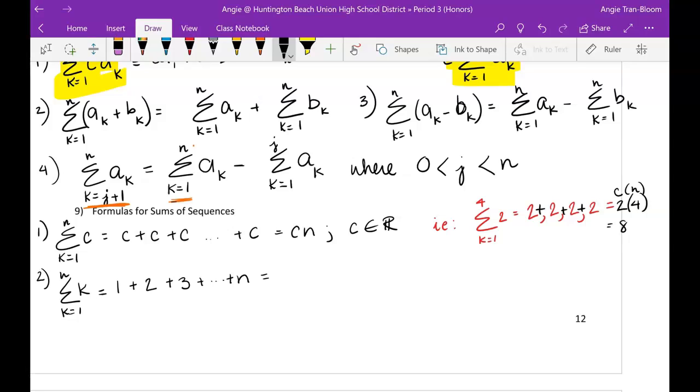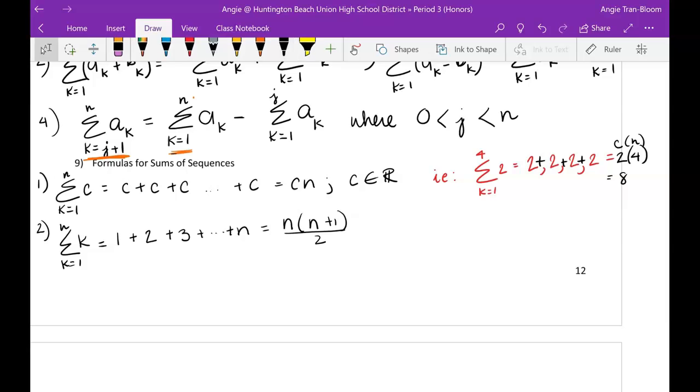So what's the formula if I want to add them all up? If n is 100, you're not going to sit here and put this together. If n is 500, you're not going to sit here or on your calculator do 1 plus 2 plus 3 plus 4 plus 5, 500 times. So you want to come up with a formula. So the formula is n times n plus 1, all over 2.